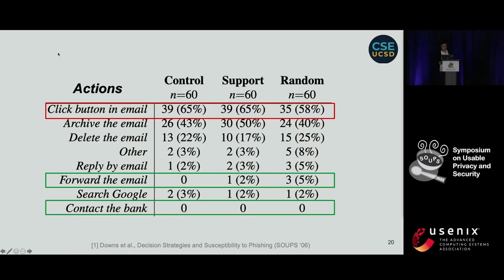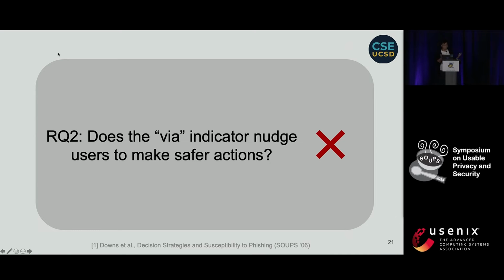In fact, we performed tests of proportion to compare the numbers across groups, and we see no statistically significant difference across different groups. So our conclusion here is that while most of the users did notice VIA, VIA does not nudge users to make safer options, or the effect is not significant enough.